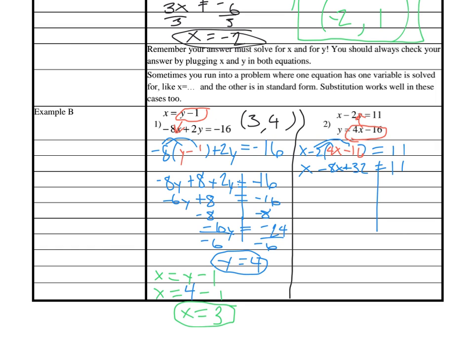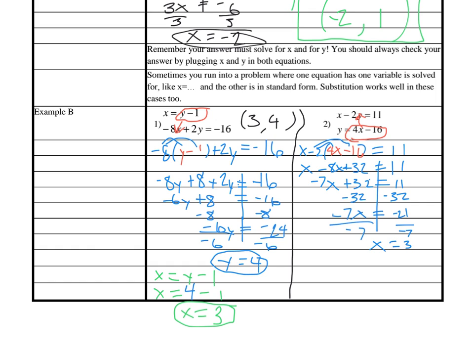Alright, so you should have started by combining like terms. 1x minus 8x would be minus 7x plus 32 equals 11. So you subtract 32 from both sides. We get negative 7x equals negative 21. Divide by negative 7 on both sides. Negative 21 divided by negative 7 is positive 3. So you should have gotten x equals 3.